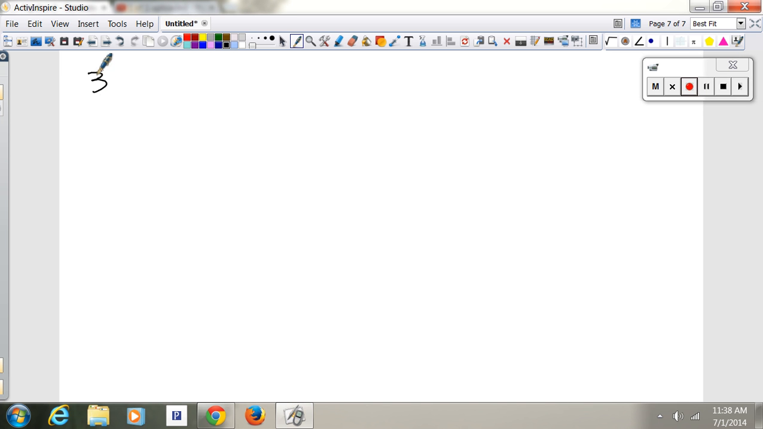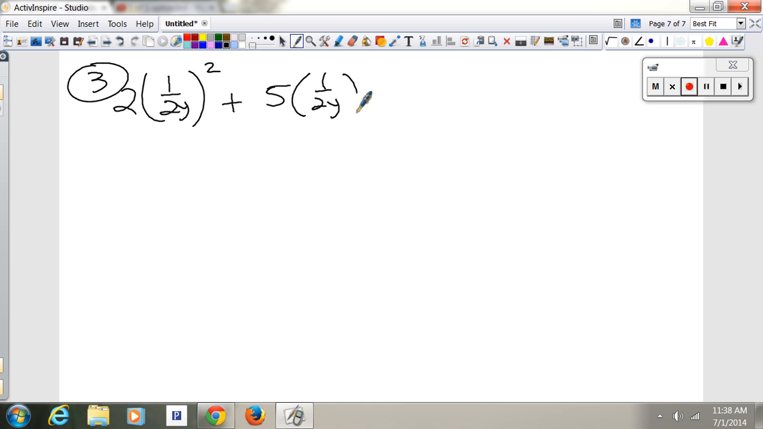Okay, I'm going to do number 3, because the way to factor it is not just an x, so I do want to show you number 3. I believe it was 1 over 2y squared. There's a 2 in front of that, and then plus 5 times 1 over 2y, minus 3 equals 0. So I would change this 1 over 2y to an x. 2x squared plus 5x minus 3 equals 0.